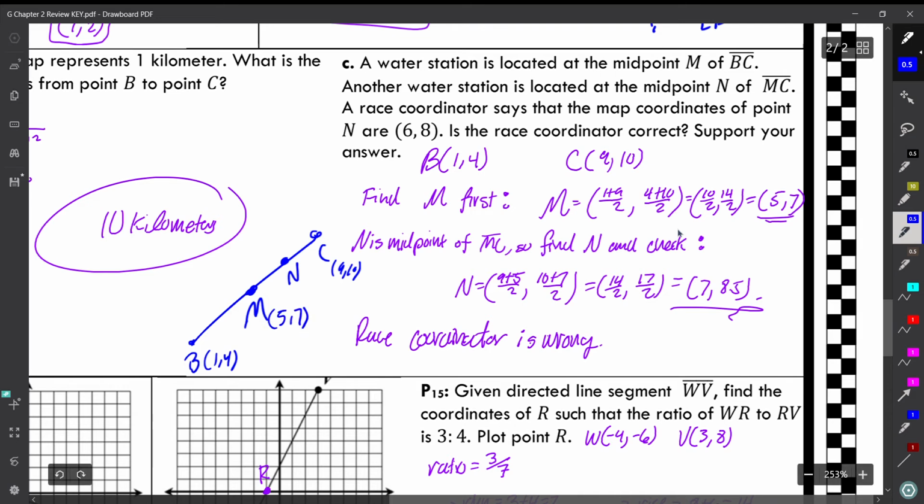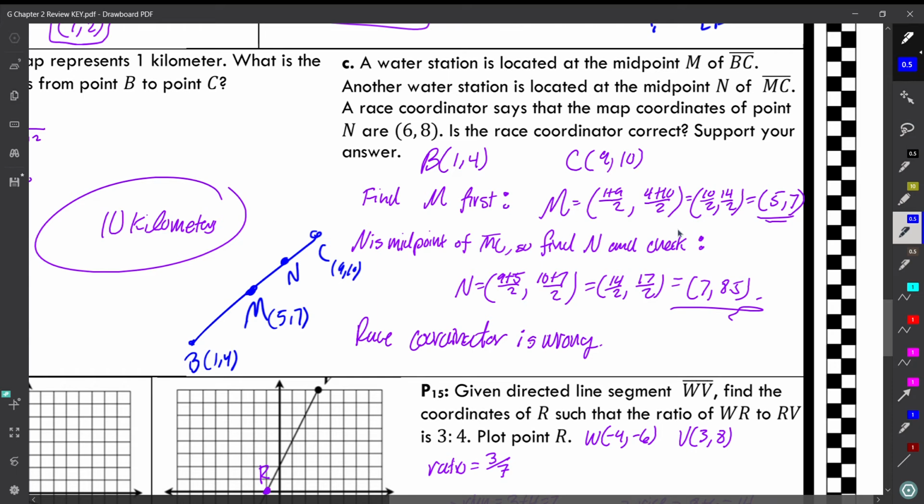Okay, so found M. Now, this race coordinator tells us that N has coordinates 6, 8. We're going to check his work by doing it ourselves. When in doubt, don't ever trust what anyone tells you. Do it yourself. Make sure you got it right, because people oftentimes are not right. Anyway, back to this. N is the midpoint of MC, so find N and check. So for N, you use the 9 from C and then 5 from M to get 9 plus 5 over 2, and then 10 plus 7 over 2. I can already tell that it's not going to be the same, because this is going to be an odd number and it's going to be a decimal. But anyway, we'll continue on.